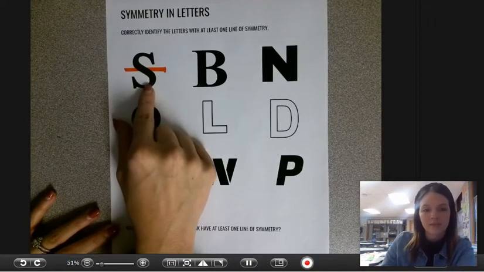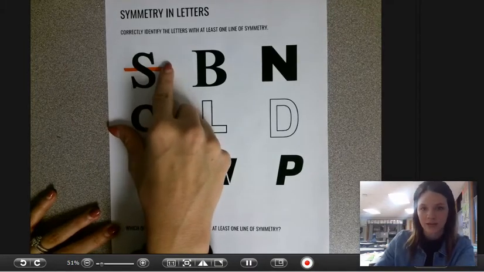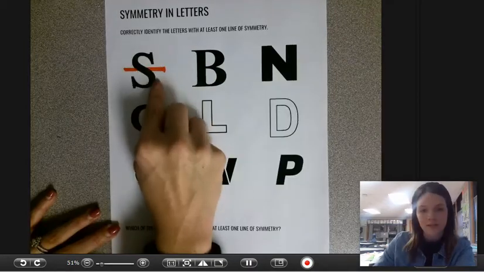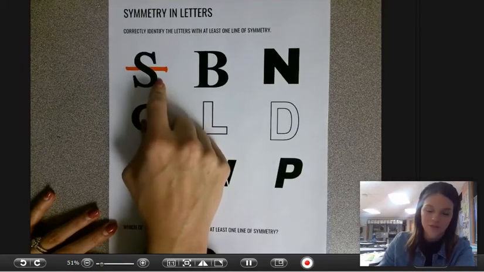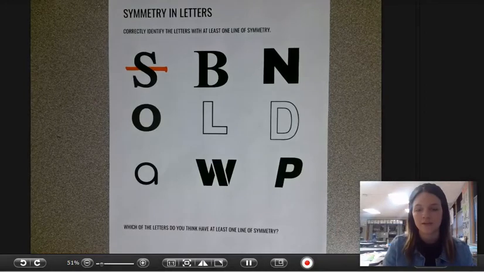But when I remember how symmetry works, I know that if I were to fold this S along the horizontal line, this part would match up down here, and that just wouldn't be symmetrical. It's not the same. So pause this video, take a look at the rest of the letters on your page, and see if you can find any other letters that have a line of symmetry.